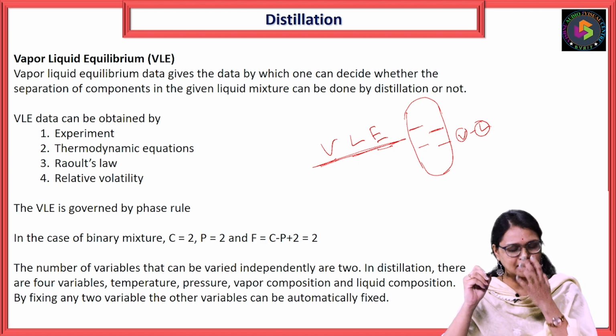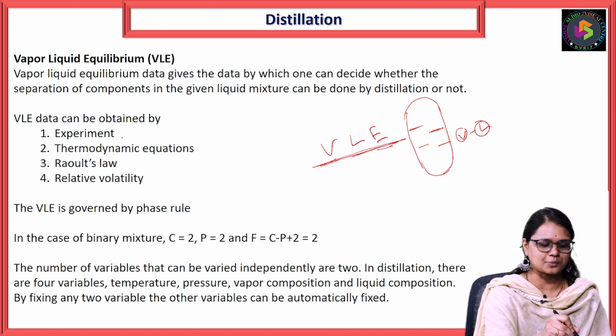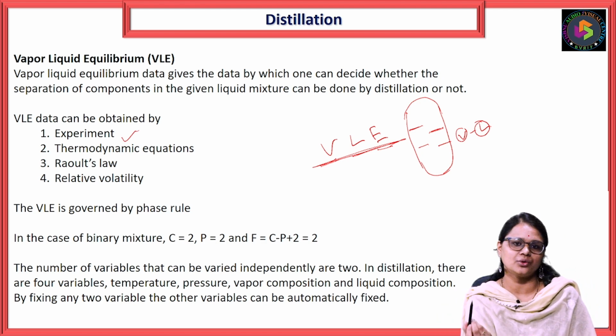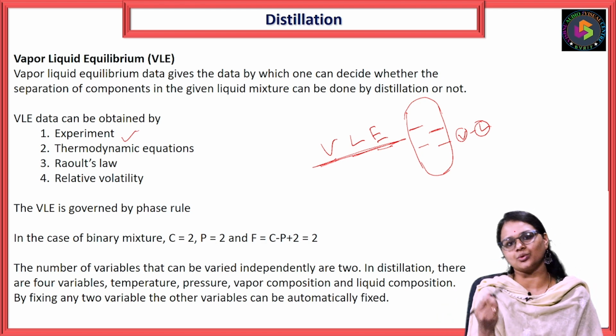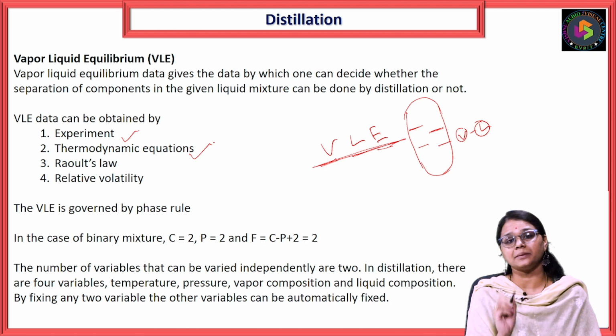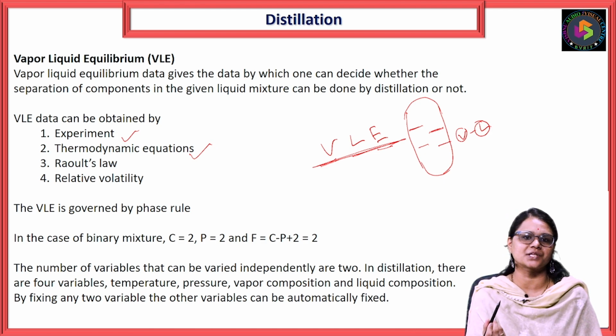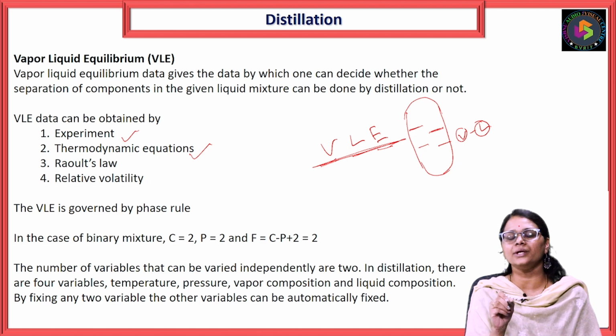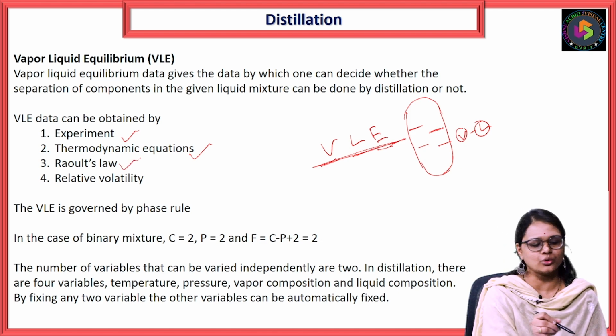This VLE data can be generated either by experiment. If you have a small setup, you can take whatever feed you have and experimentally generate the data. The second one is thermodynamic models. We have different models which can be used to generate this data, based on knowing what kind of components you have in the system. The third one is Raoult's law.